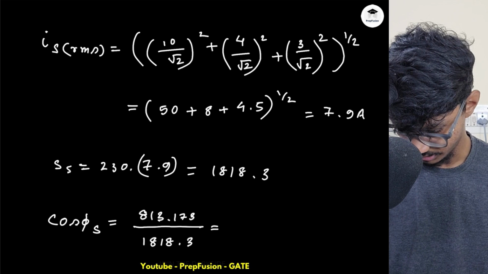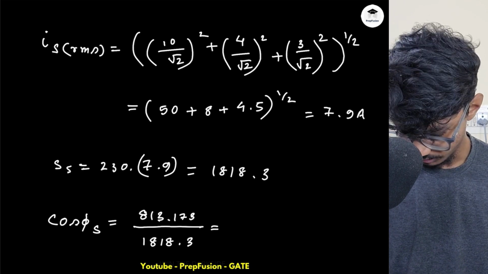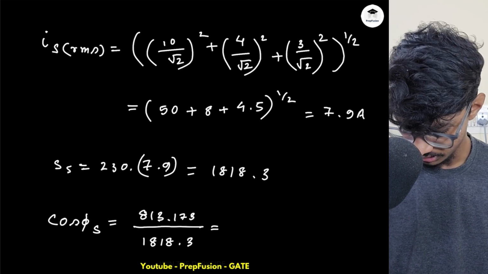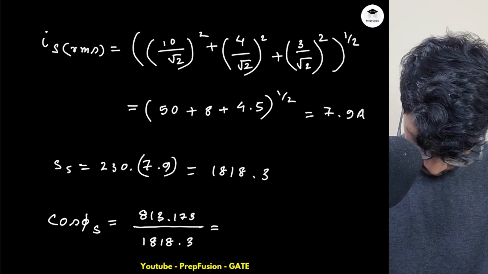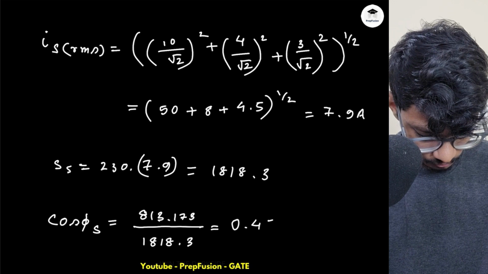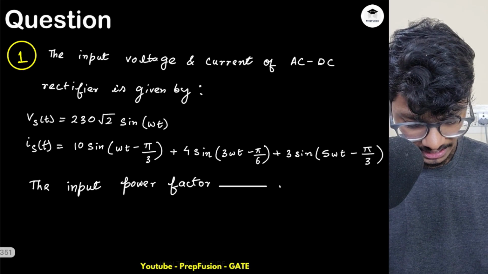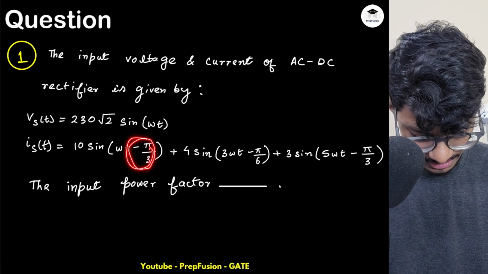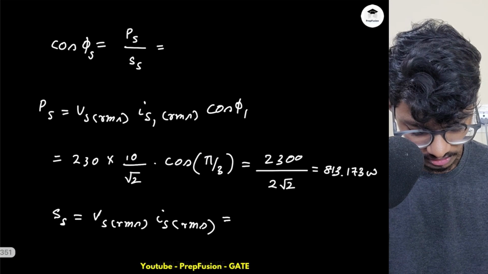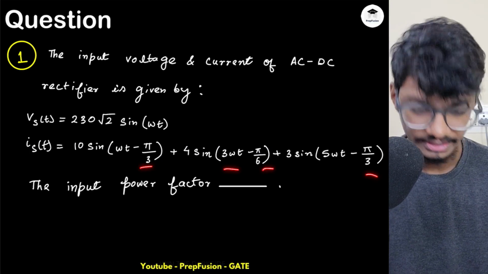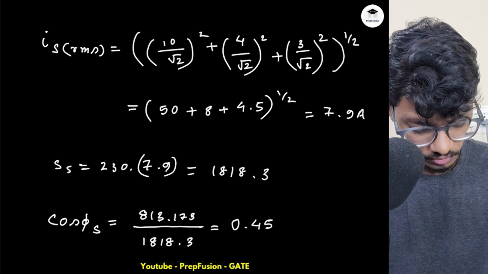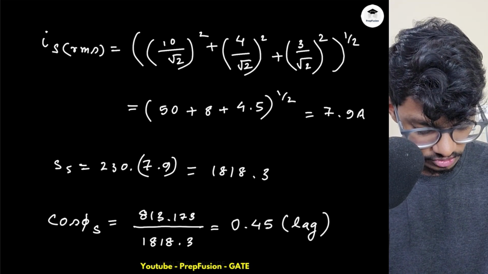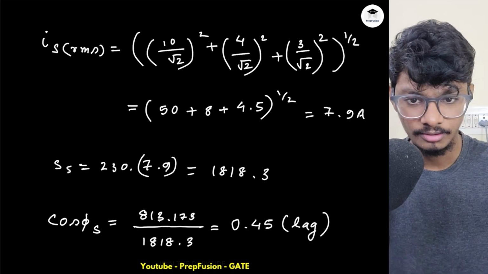Okay, I have made some mistake. Oh no, I haven't. 813.173 divided by 1818.3 will be around 0.44 or 0.45. As the current is lagging, overall I can see all the components of the current are lagging, so it will always lag from the voltage. So this will be lagging. I hope you understood the power factor calculation.